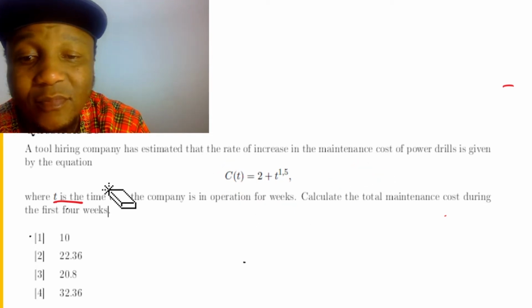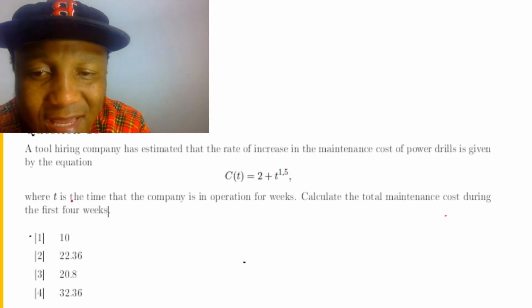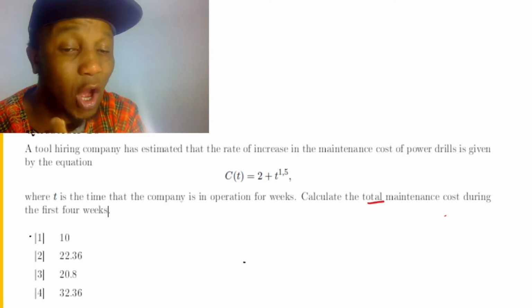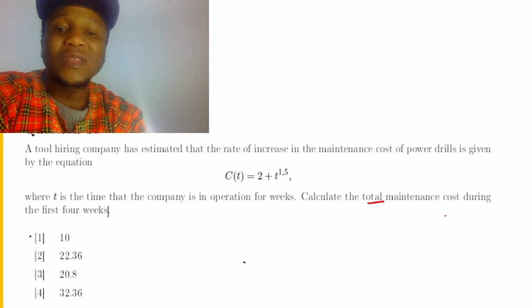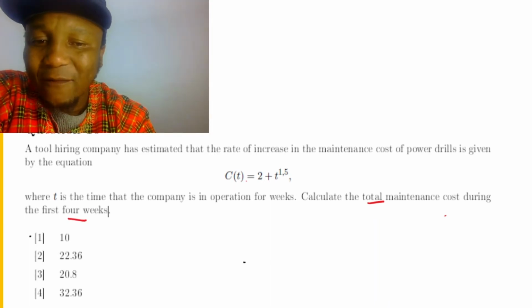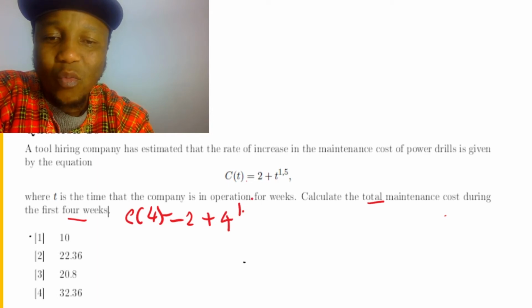If you look carefully here, they say T is the time in weeks, calculate the total maintenance cost during the first 4 weeks. See what I'm saying? So we're going to plug 4 here. We say cost of 4 weeks. Whenever there's a T, we put 4. So 2 plus 4, and what is the power? 1.5.